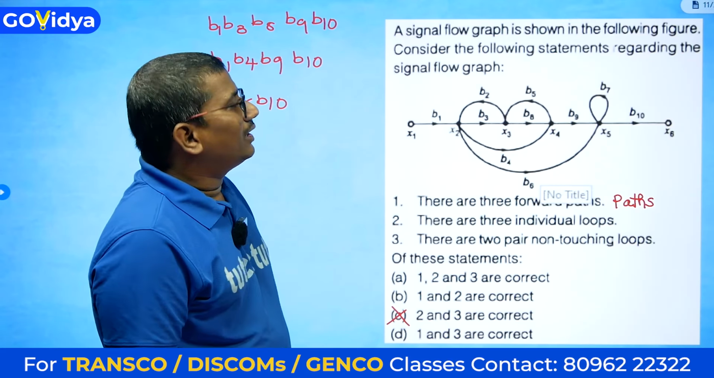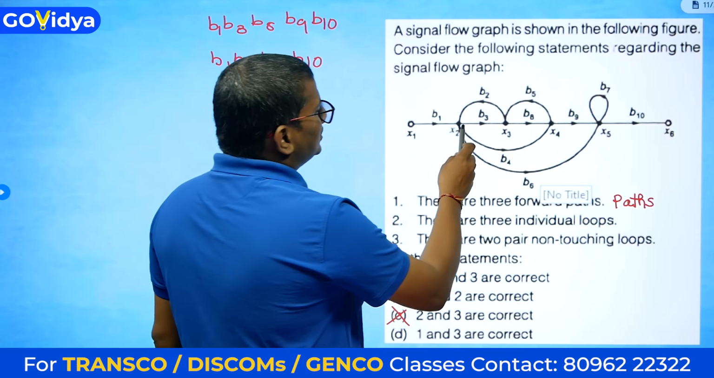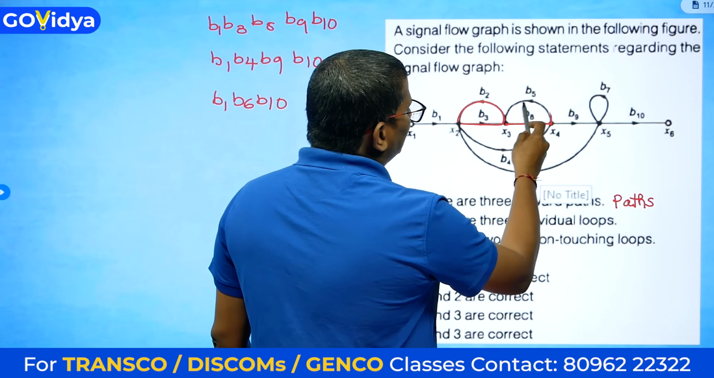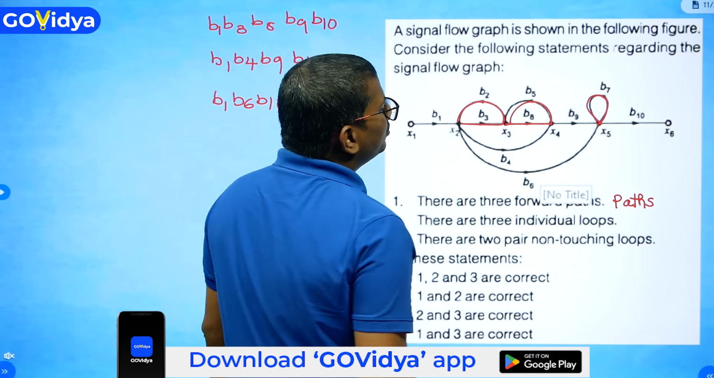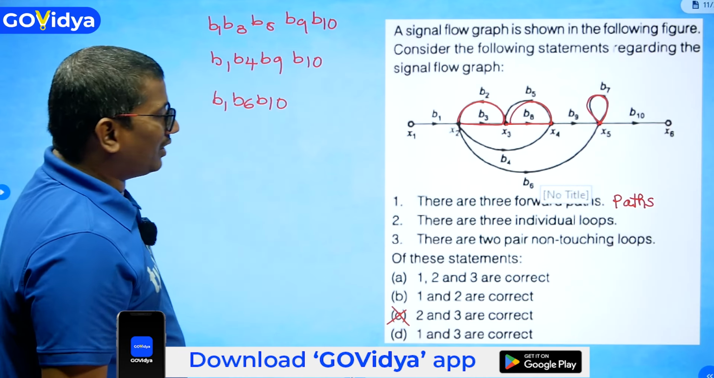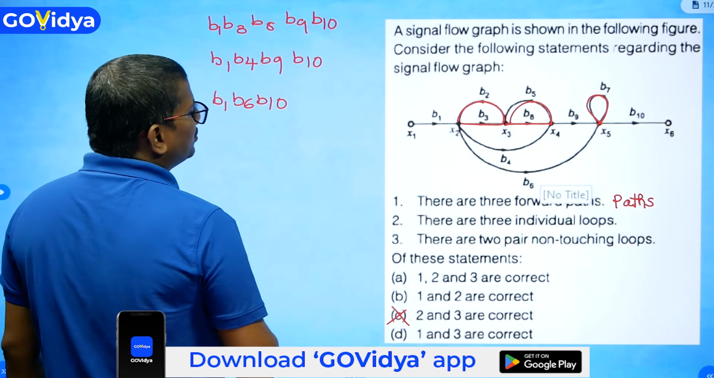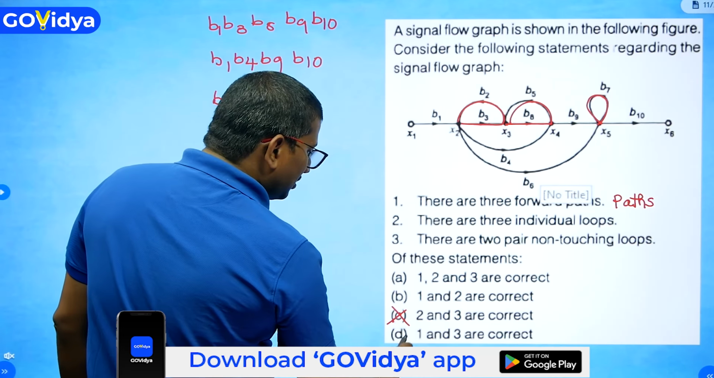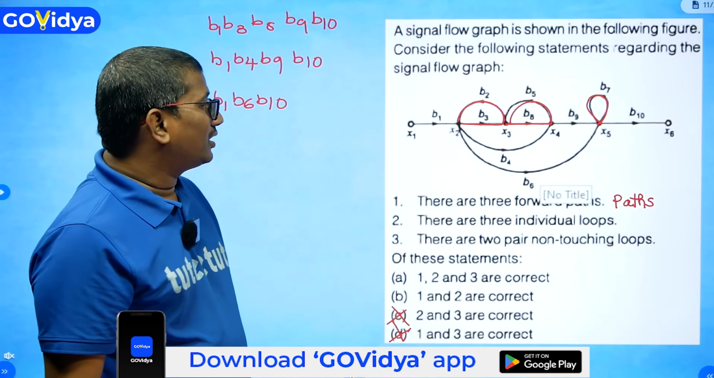Okay. Now, how many individual loops are there? So this is one loop, and this is another loop, and this is another loop. Right? So therefore, how many individual loops are there? There are three individual loops. So this also we can eliminate, because here there is no option 2.